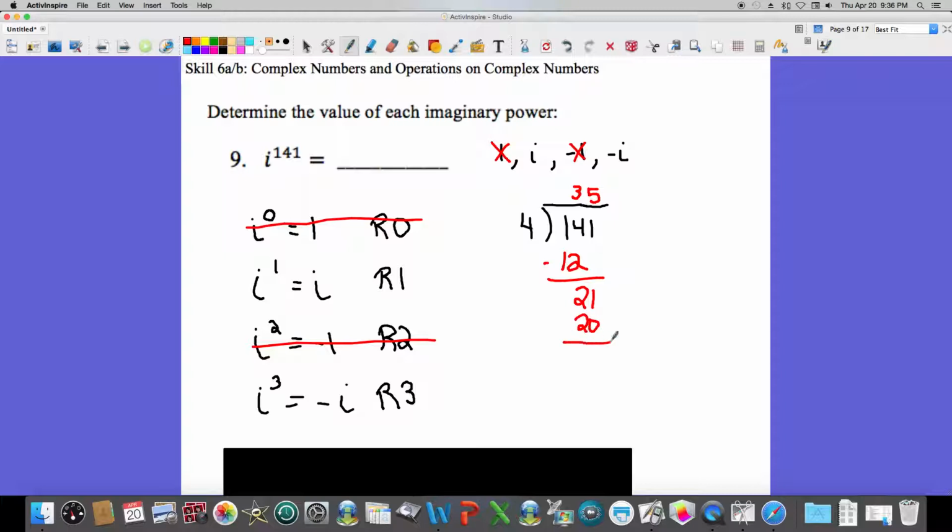20, subtract 1. All right, so there I knew that I was going to either get a remainder of 1 or a remainder of 3 because the exponent was an odd number. I got a remainder of 1. So I to the 141st power reduces to just I. That's my final answer. All right, so let's look at one more problem in this video.